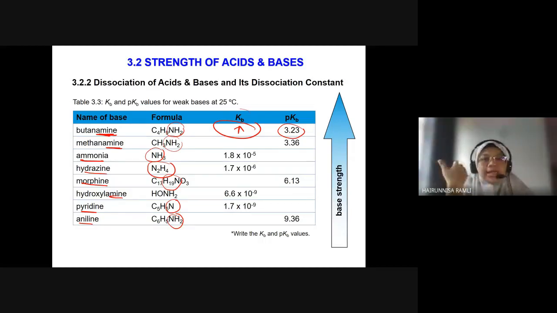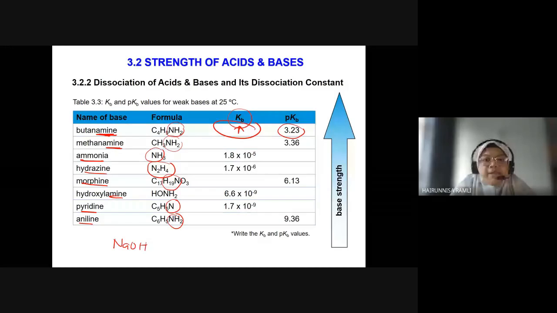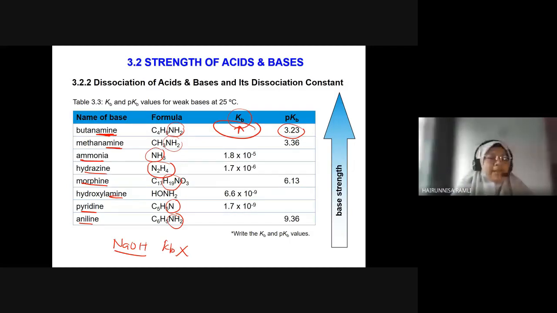And then, dia bagi value of KB. But normally, macam NaOH kan, this is strong base kan. Value of KB tu biasanya dia takkan bagi, sebab value dia sangat-sangat besar. Okay? But student selalu tanya saya, Miss, macam mana saya nak determine whether dia weak acid ke, dia strong acid ataupun weak base ke, strong base.